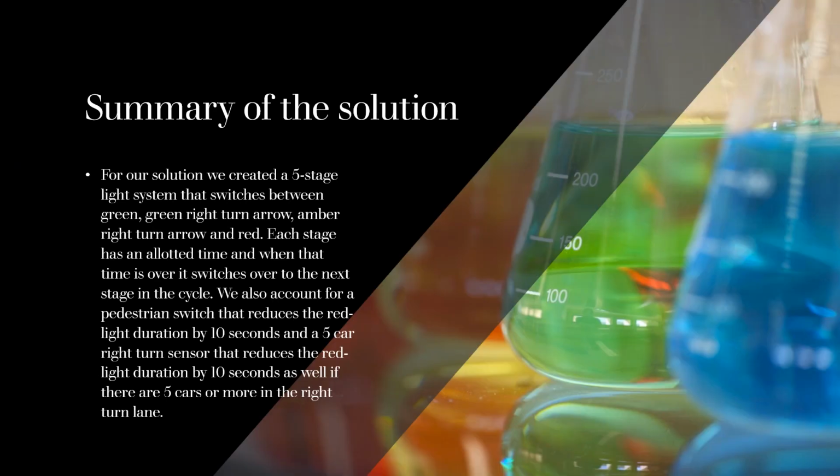So a summary of the solution that we created. For our solution, we create a 5-stage light system that switches between green, green right turn arrow, amber, right turn arrow, and red. And each stage has an allotted time, and when that time is over, it immediately switches over to the next light in the cycle.